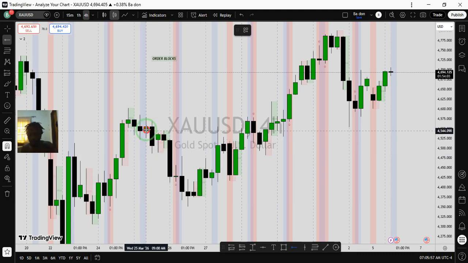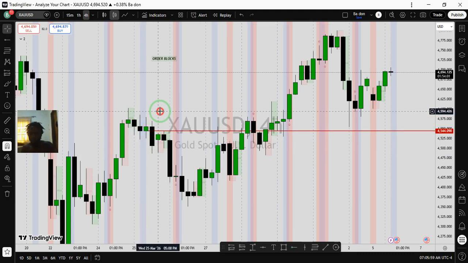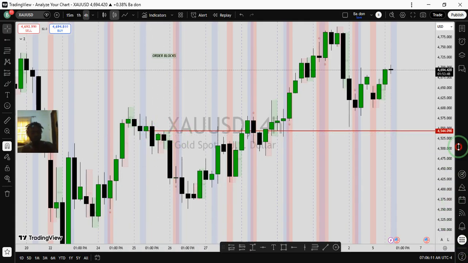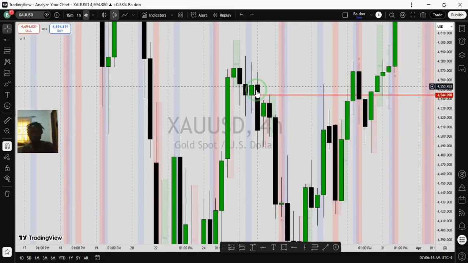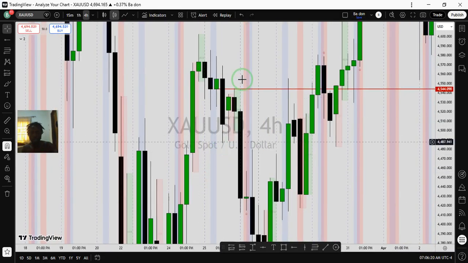So this is another valid order block on the 4 hour time frame right here. We are going to be using the 4 hour time frame and the 1 hour time frame. Now you can see this is a valid order block right here. The strategy is very, very simple. All you have to do is get a valid order block level and wait for price to react from that order block. And you can see price traded into this order block right here.